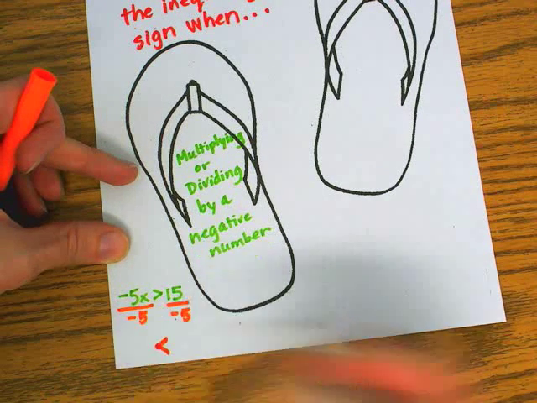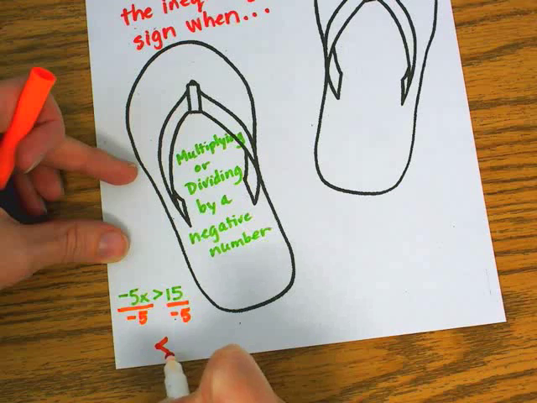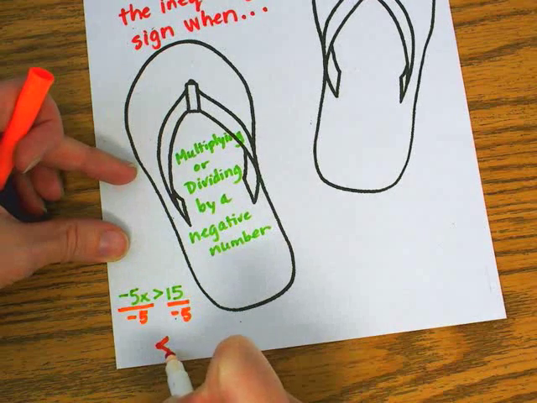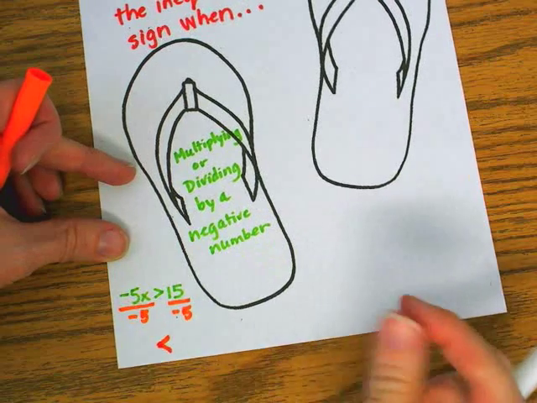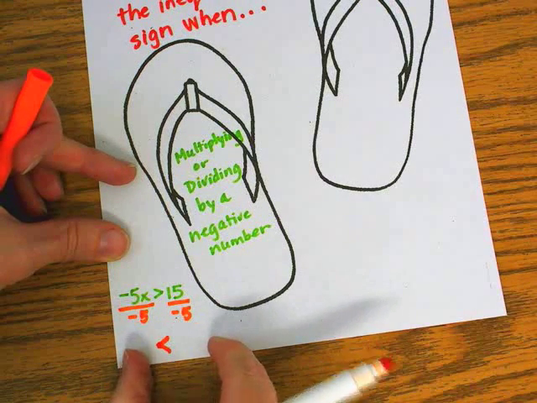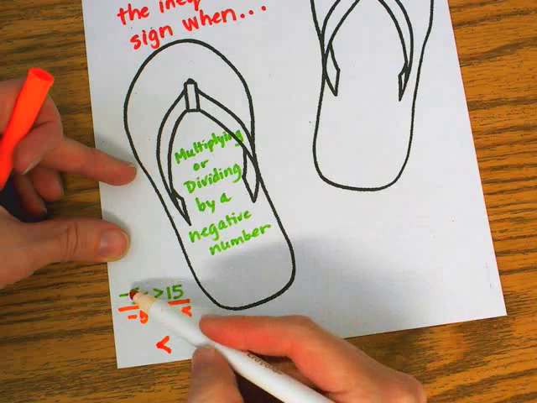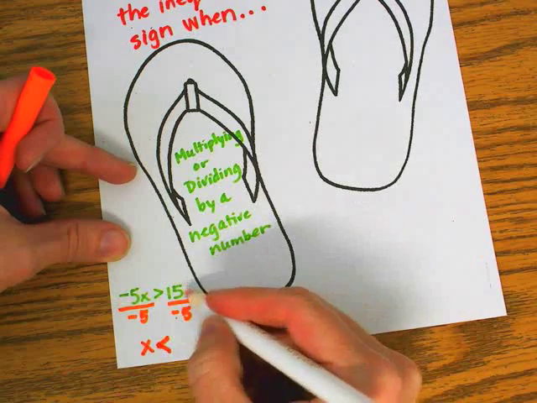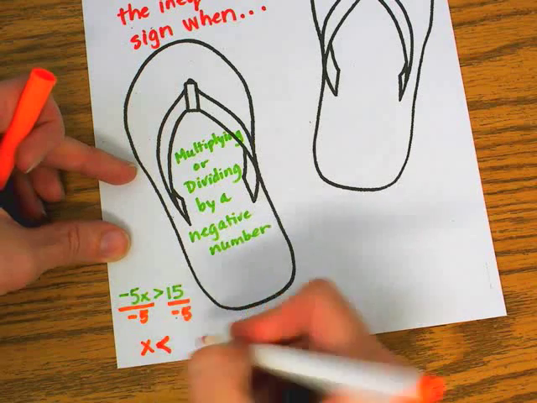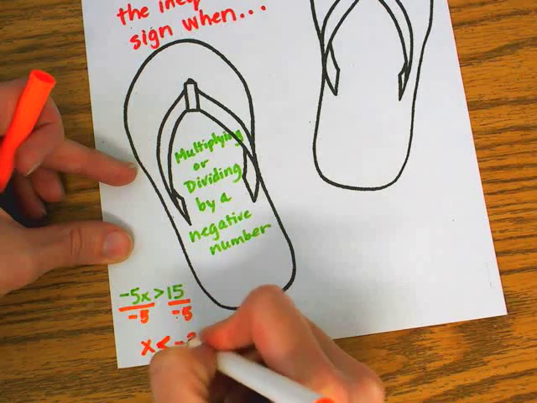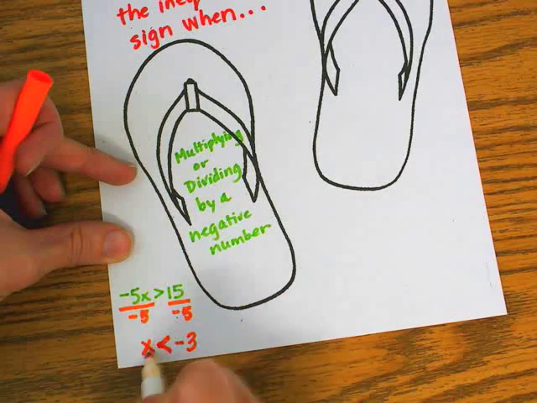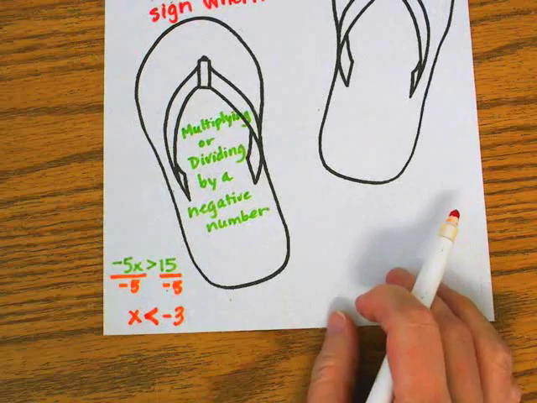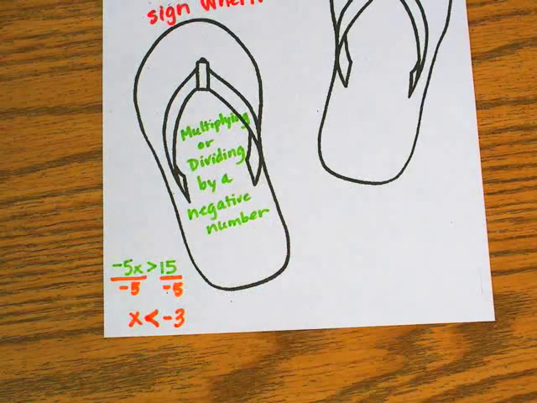I'm going to go ahead and write that inequality symbol going in the other direction as soon as I realize I'm multiplying or dividing by a negative number, so I don't forget later on. Everything about the rest of solving this inequality stays the same. I'm dividing negative 5 by negative 5, so what I have on the left is x. What I have on the right is 15 divided by negative 5, which is negative 3. So the solution is not x is greater than negative 3. It's x is less than negative 3 because we had to switch the sign because we're dividing by a negative number.